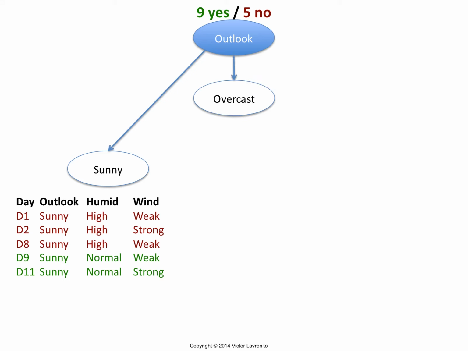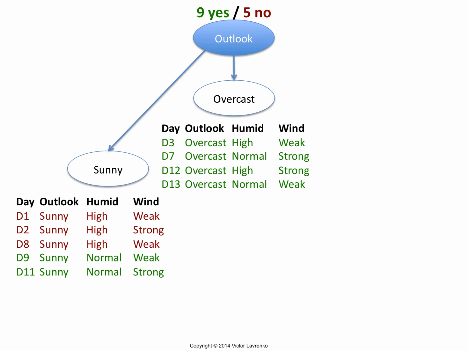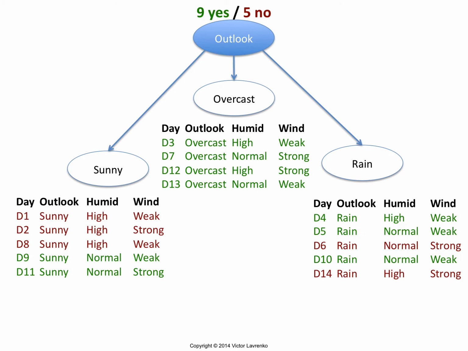It could be overcast, so there we have days 3, 7, 12, and 13, and on all of those days, it seems that John played, right? So we can immediately make a conclusion. John likes to play when it's overcast, so that's an interesting observation. Or it could be raining, right? And if it's raining, we had 5 rainy days in our data set, and on 3 of those John played, and on 2 of those John didn't play. So after splitting the data set based on the outlook, we have 3 subsets of the data.